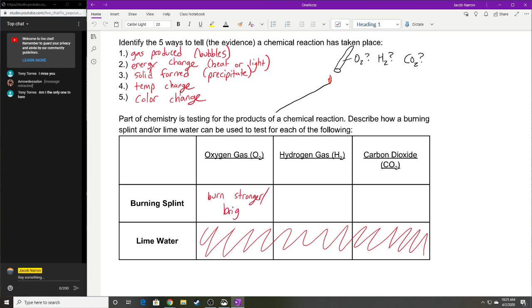Brighter. Hydrogen gas. Ooh, that's brighter. That's not what I'm trying to say.